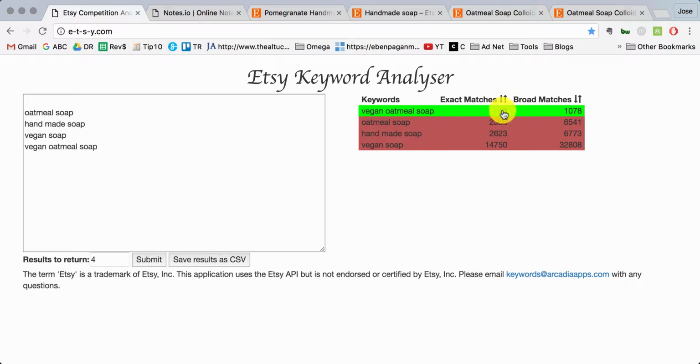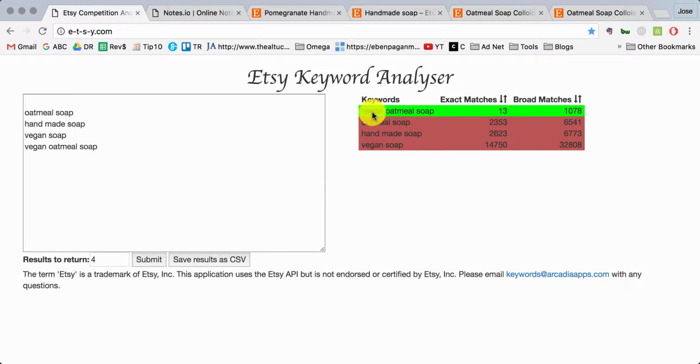It gives you the exact matches and your broad matches. When you click on one of these below, it's going to give you the exact match. The broad match is just any level of combination that uses some of the keywords. Ideally, you want to use keywords that are in the green or darker green. Red means there's a lot of competition.